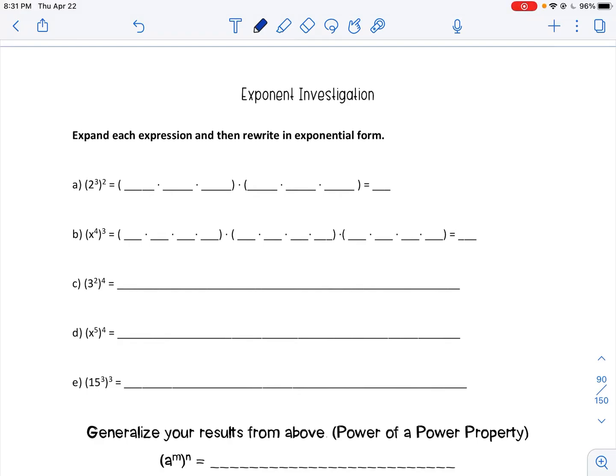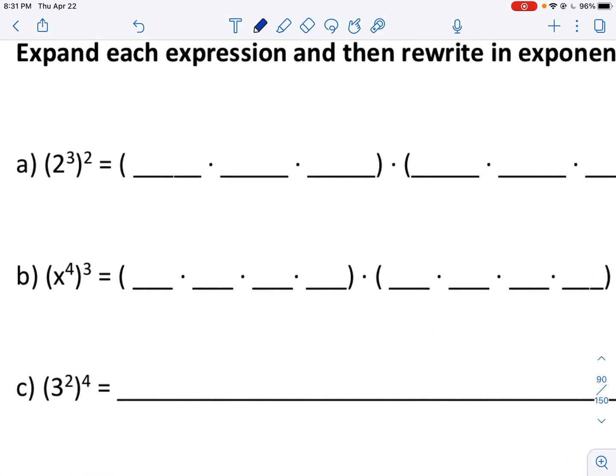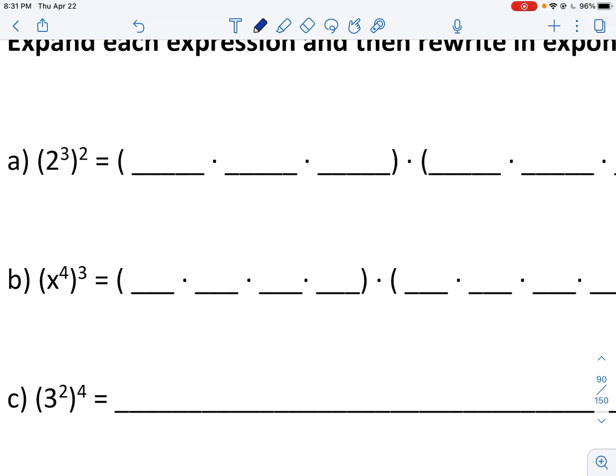Welcome back. We're going to do the power of a power property. So we're going to look at this. We're going to start with the inside of the parenthesis first. Inside of the parenthesis, it says that there are 3 2's that we need to write down. Then on the outside of that, it says we're going to write that 2 different times.